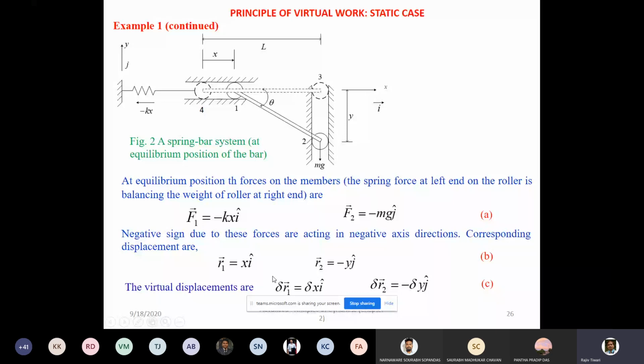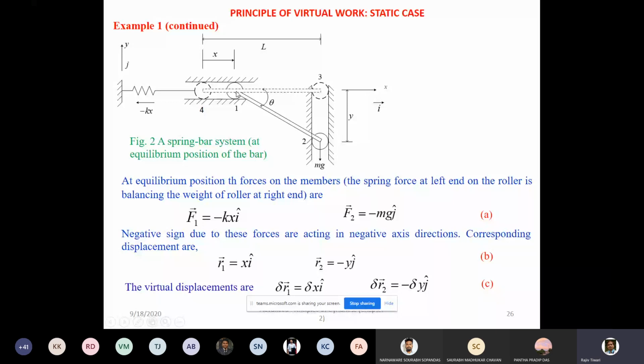So small variation we are giving here, and yes, we are obtaining the virtual work because of those variations. These variations are very small, and they are satisfying the constraint that this roller cannot go in the upward direction. So we need to give the variation only in the x direction, this end.